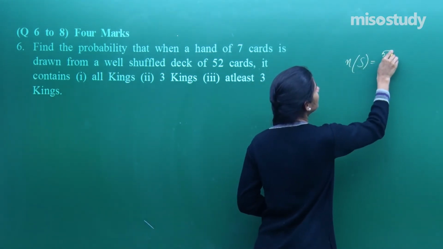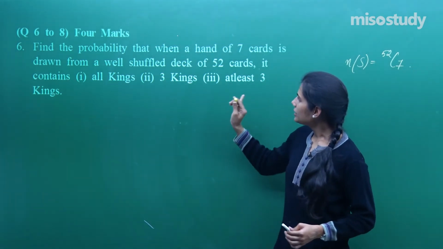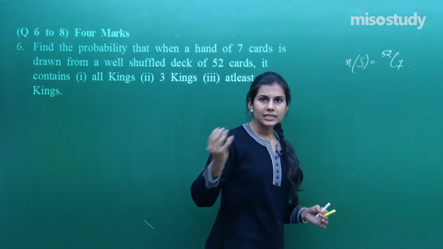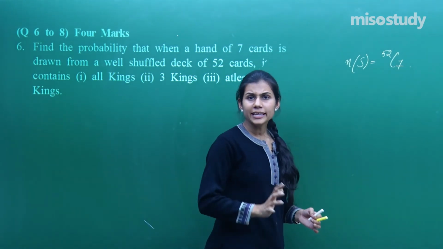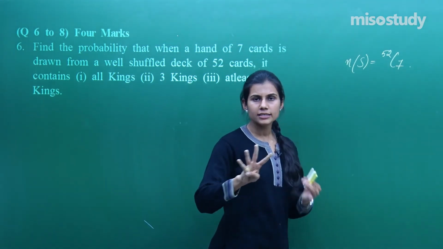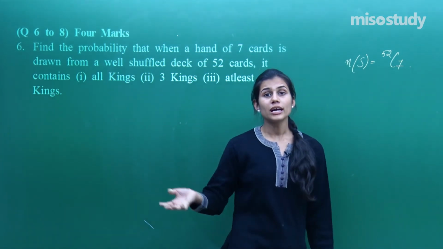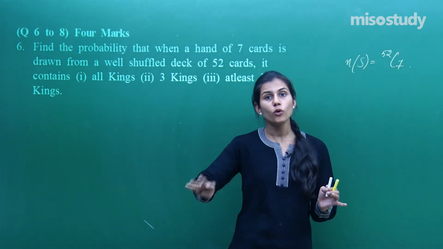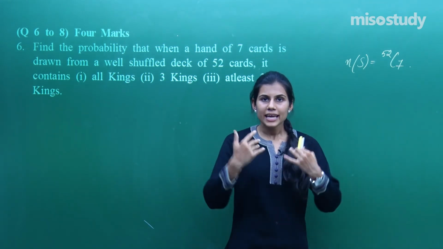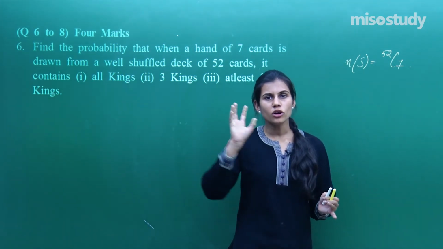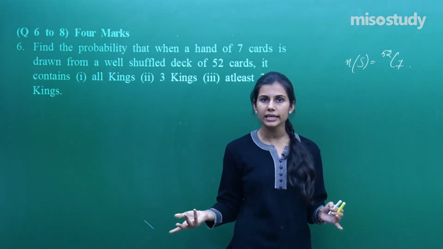That is number of ways in which 7 cards can be chosen out of 52 distinct cards, that is 52C7. That's the total number of elementary events in my sample space. Now it is saying all kings. That means the 7 cards that I have withdrawn, all the kings have been withdrawn. Okay? How many kings are there in a deck of 52 cards? 4 kings, king of spade, king of diamond, king of hearts, king of clubs. That's it. So if all the 4 cards have been withdrawn, that means out of 7 cards, 4 are definitely kings and rest 3 can be any 3. The 4 kings have been withdrawn, rest 3 can be any 3 out of the rest of the 48 cards because 4 have been withdrawn as the 4 kings.